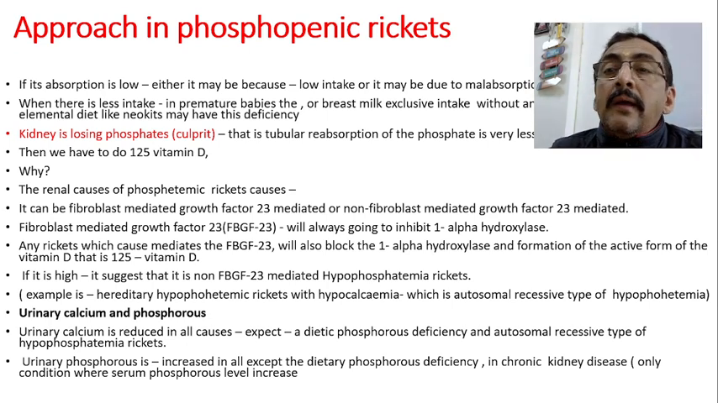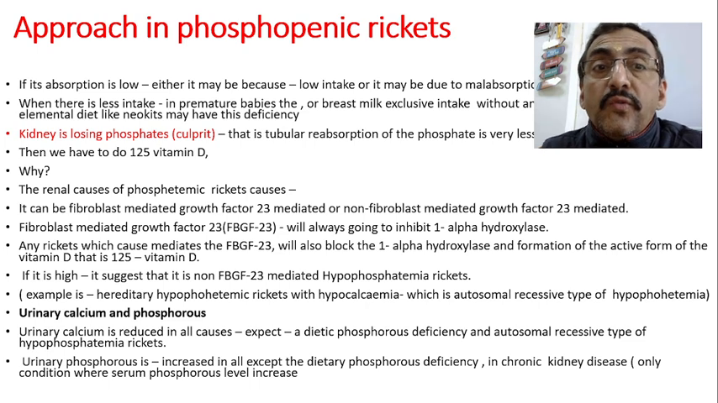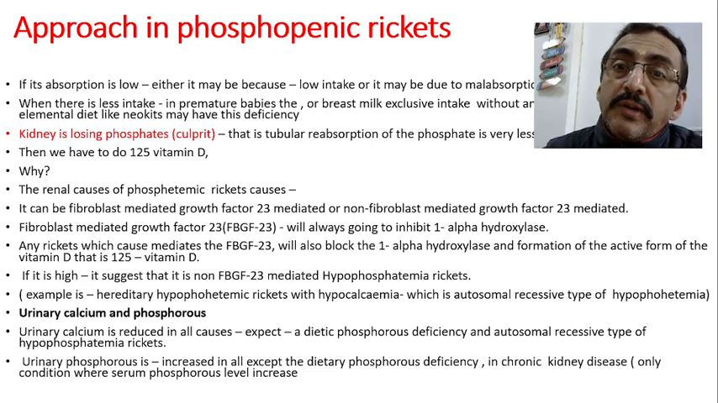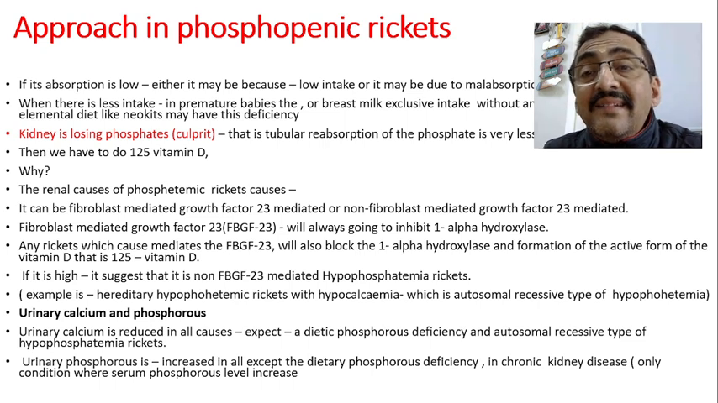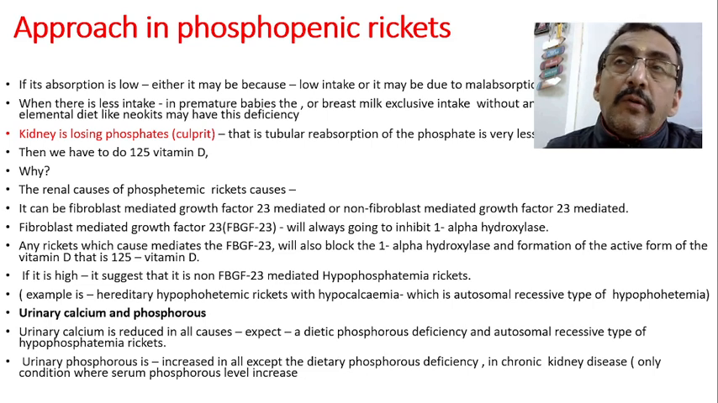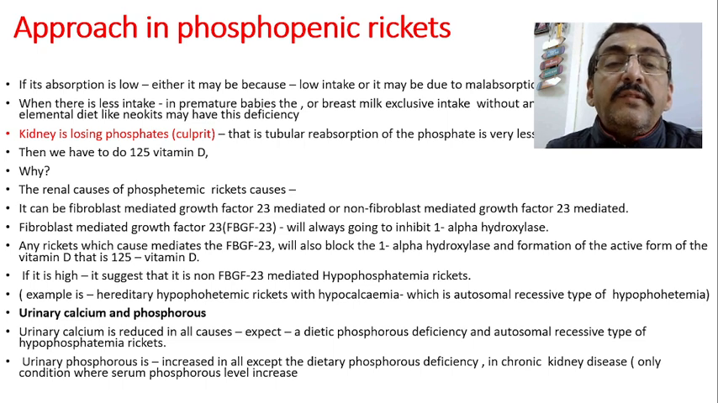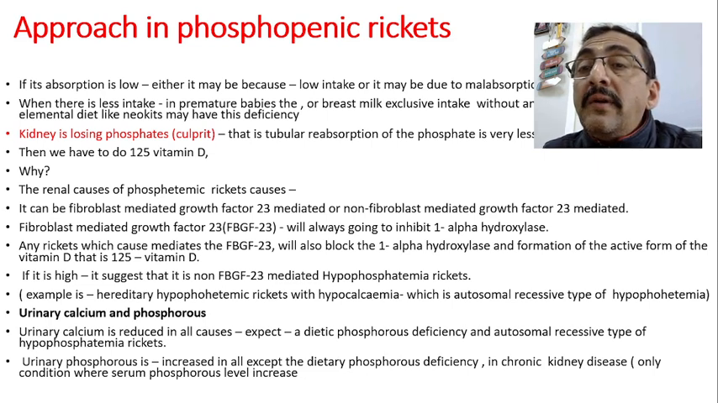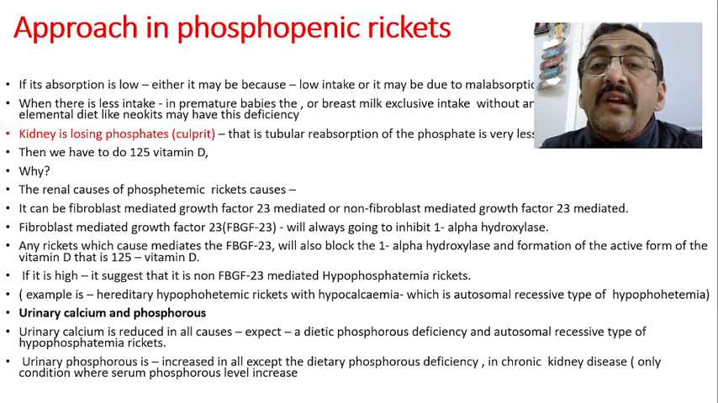And if it is reabsorbing normally, it suggests that the kidney is functioning normally. Okay. Now, if the absorption is low, it may be because of low intake or due to malabsorption. When there is less intake, like in premature babies, or if the baby is taking breast milk without any supplements, or children on elemental diet, they may have this deficiency. Kidney is losing the phosphates.